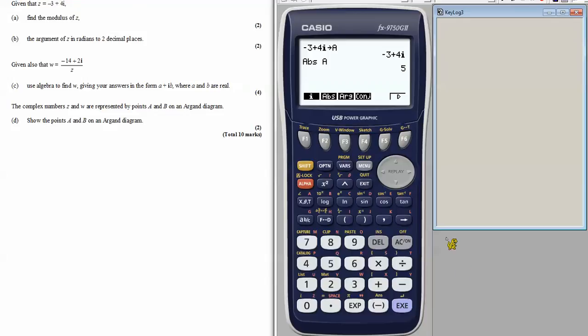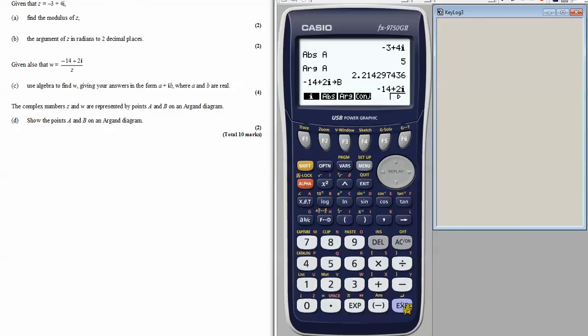Then for part B, we want the argument, so we do arg of A, and then give our answer to 2dp, so 2.21. Then it gives us another definition, tells us w equals blah blah blah over z. So what I would do is input our new complex number, so -14 plus 2i, and make that B. Now this will simplify things automatically.